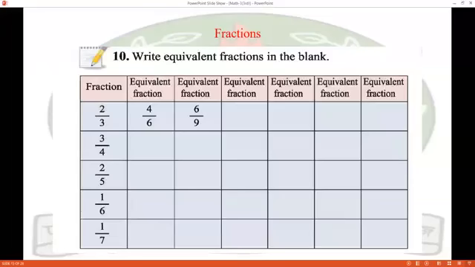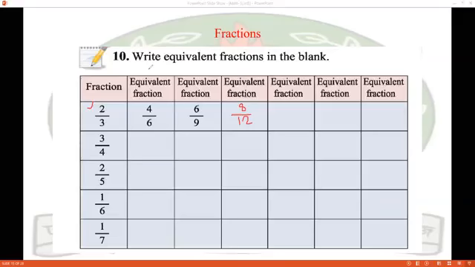Here you write the equivalent fraction in the blank. You see that this is the main fraction. We find 4 by 6 by multiplying by 2. 2 into 2, 4, 2 into 3, 6. Second one by 3. 2 into 3, 6, and 3 into 3, 9. Then we write by multiplying by 4. 4 into 2, we get 8 and 12.